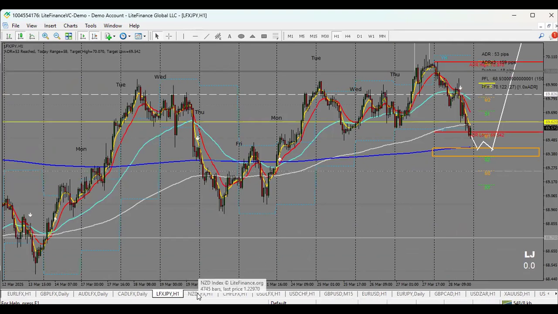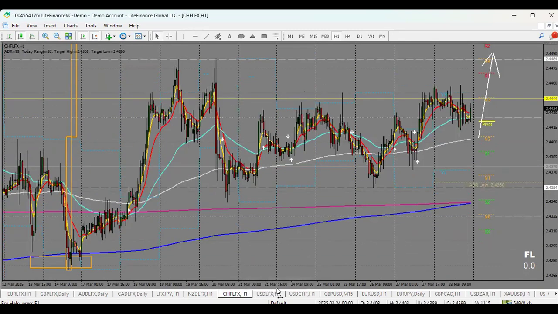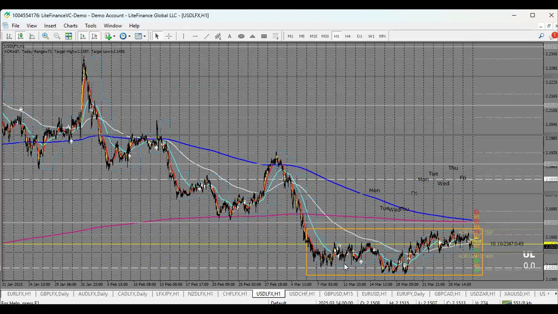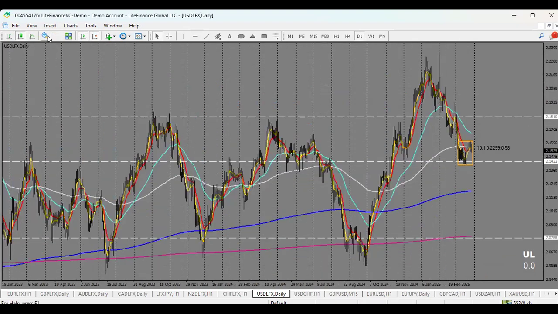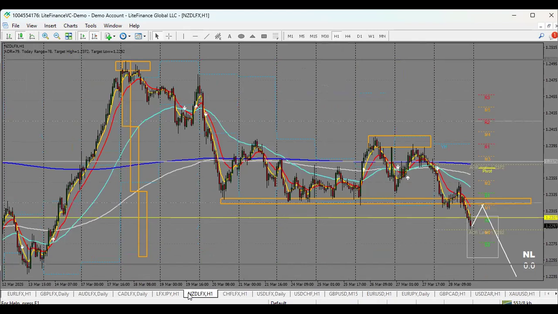I'm looking for JPY to buy. I'm looking for NZD to continue selling. For Swiss franc to buy, although we're having a very stiff consolidation here. And this is the dollar. So the dollar has been consolidating. We are simply in a consolidation of the dollar. So that is on the currency indices.